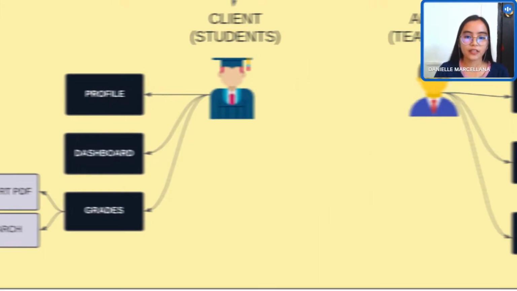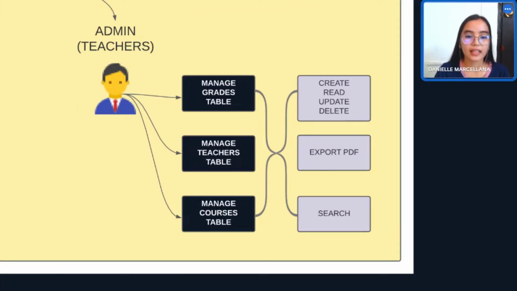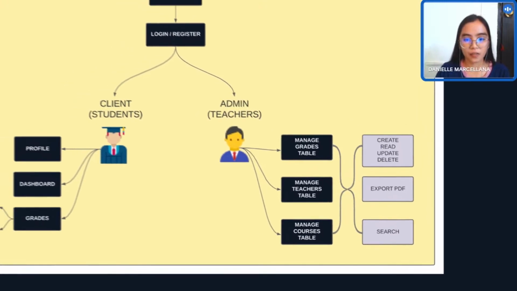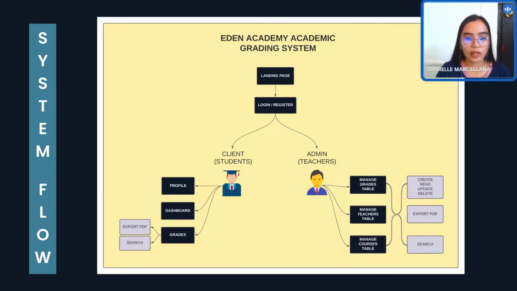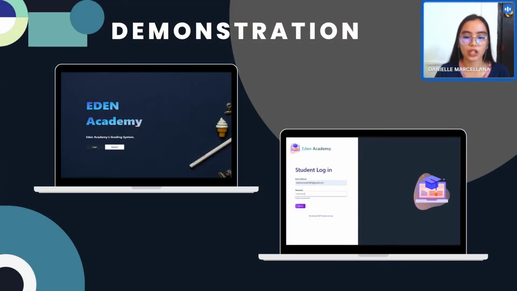On the other hand, if the user is an admin, then he can manipulate the entire system. He has access to the courses, teacher, and grades tables. In these three tables, the admin can perform CRUD functionalities such as create, retrieve, update, delete, search, and even export data to PDF format. And that is the flow of our system. Now let us proceed to the demonstration.